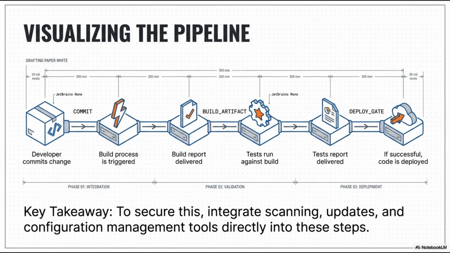So just visualizing this pipeline, a developer would commit a change, the build process would be triggered, the build report would be delivered, the test would be run against the build, the test report would be delivered, and if both of those are successful, the code is deployed. So to secure this pipeline, you're going to want to integrate scanning, updates, and config management tools directly into all these steps.